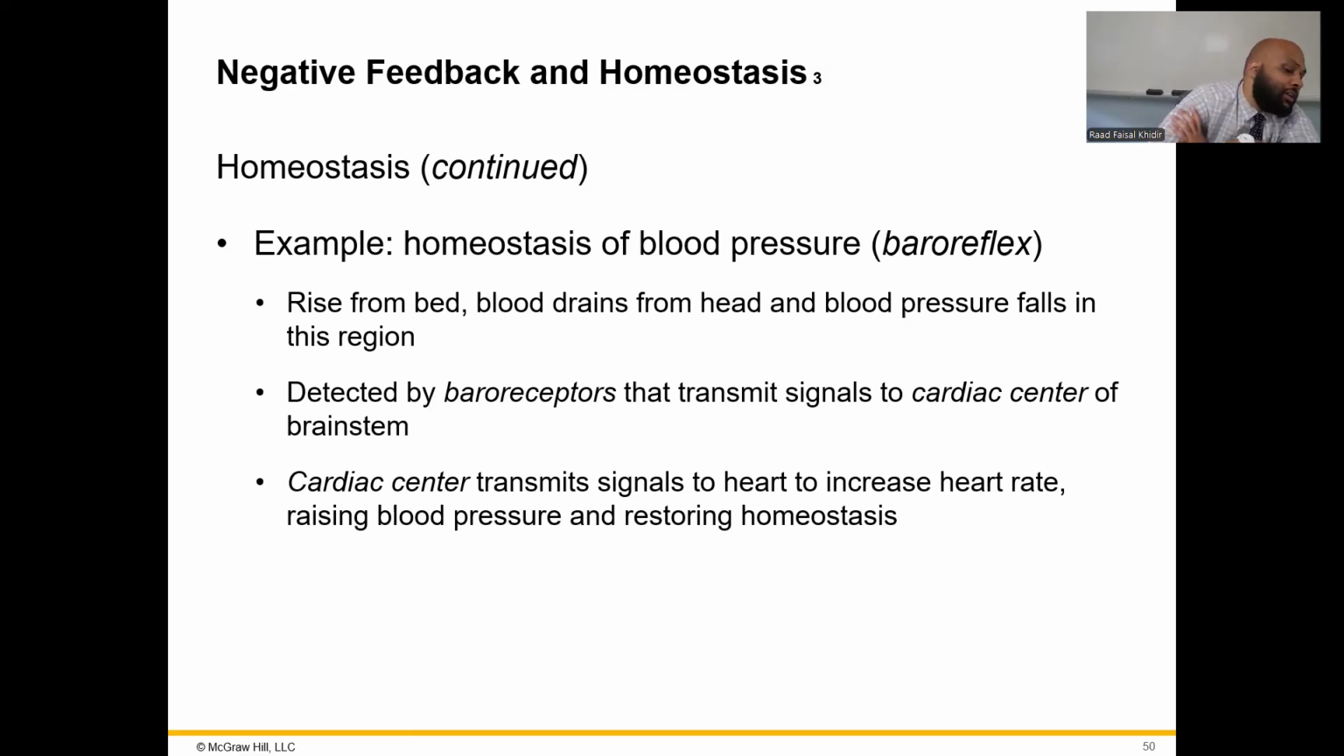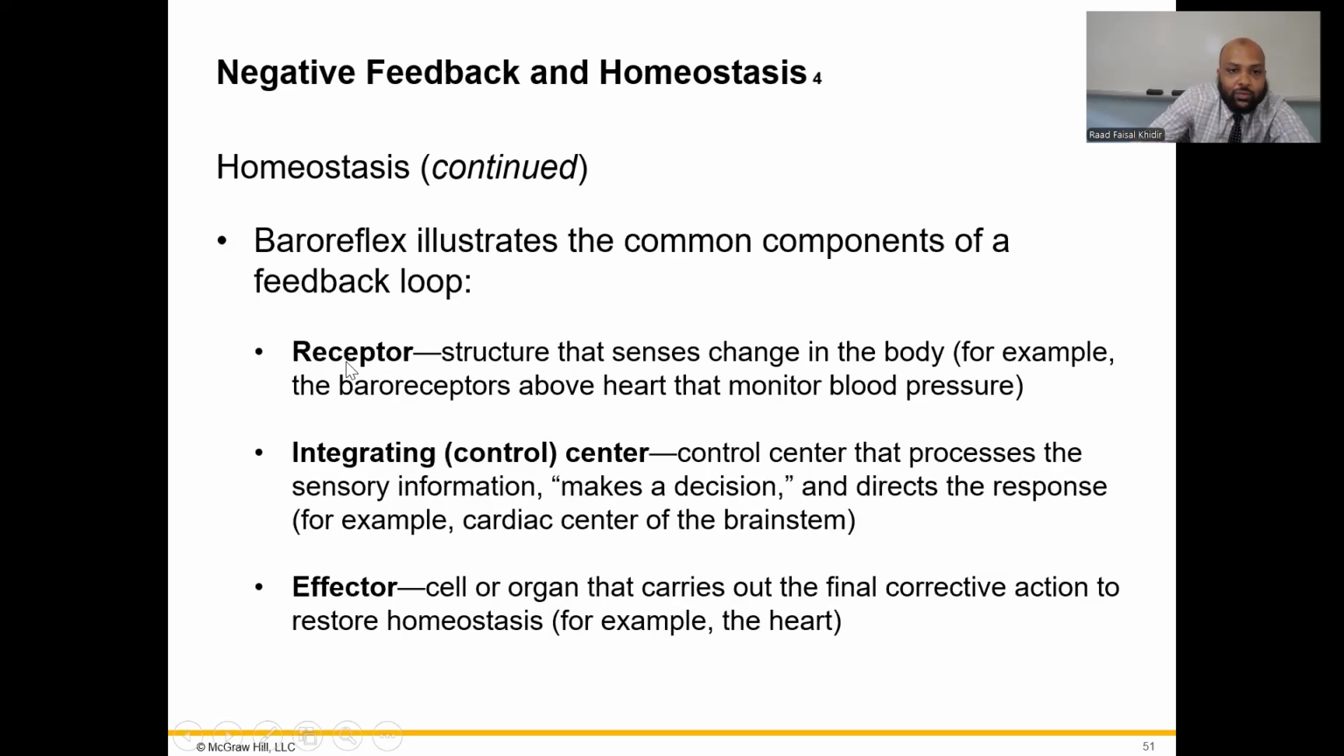Who's the integrator? Who's the integrator who received the input sensory signal that there is hypotension? Who received that? Yeah, the brain stem, the cardiac center of the brain stem. Then the cardiac center of the brainstem transmits signals to the heart to increase heart rate. Who is the effector now? The heart. The heart increases the heart rate, raising blood pressure and restoring homeostasis.